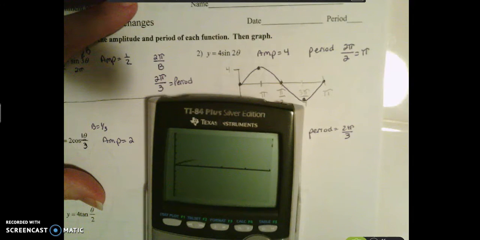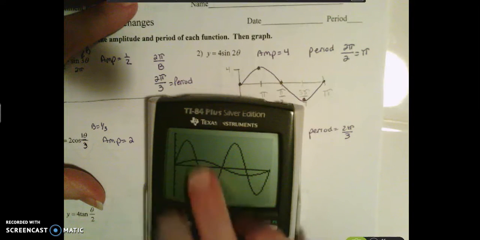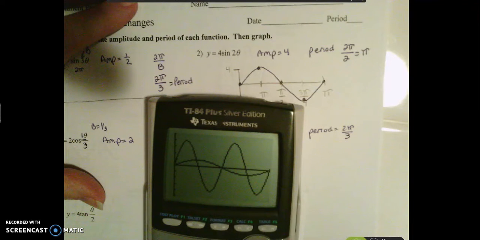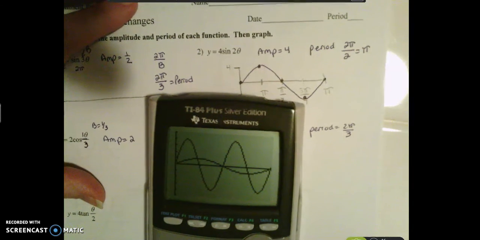Now when I graph my curve, there's my original curve. And here's my new curve. Notice that's much steeper than the other one because of the amplitude of 4. And also notice how I have one complete curve for each hump of the original curve because I've shrunk it down. Okay, so we'll look at some more examples in a minute.